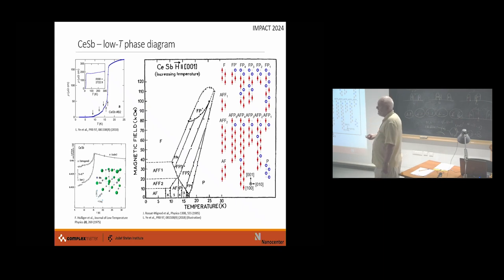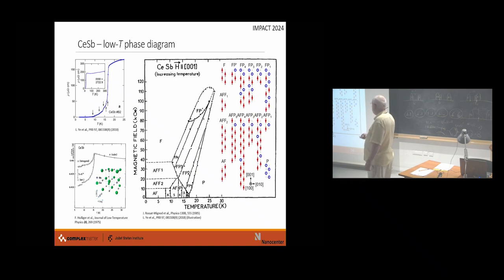So, cerium antimonide is a member of a large family of rare earth monopnictides, and in this case magnetism wins in a quite spectacular way, with a magnetic phase diagram which contains 16 magnetic phases. All phases have in common that they consist of stacking of ferromagnetic 001 planes in different sequences, and at higher temperature there are also some planes which are non-magnetic. So the ground state is a 4 sublattice antiferromagnet.